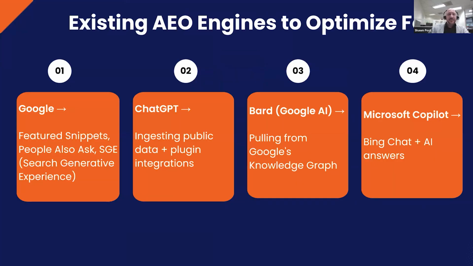So what does that mean? With the existing AEO and engines, what do we need to optimize for, and where are we optimizing? So you're looking at Google. You want to look at your featured snippets, because people also ask. SGE, Search Generative Experiences. It's also getting optimized for ChatGPT. ChatGPT is ingesting public data and public integrations. Bard, which people are familiar with, the Google AI, is pulling from Google's knowledge graph. Microsoft Copilot's another one that's getting fed by Bing Chat and AI answers.